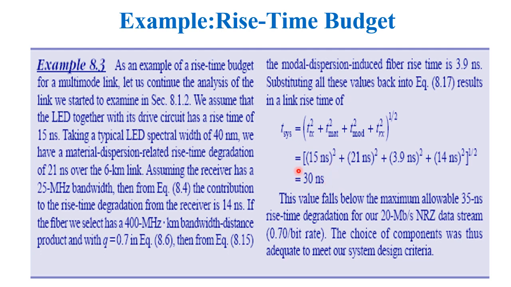This value falls below the maximum allowable 35 nanoseconds. Here the allowable value is given as 35 nanosecond rise time. So there is no degradation for our 20 megabits per second non-return to zero data stream, since the rise time limit is 0.7 per bit rate. So the choice of components was adequate to meet our system design criteria. Likewise, we can find out whether the given requirement is adequate or not. That is the actual purpose of both link power budget and rise time budget.